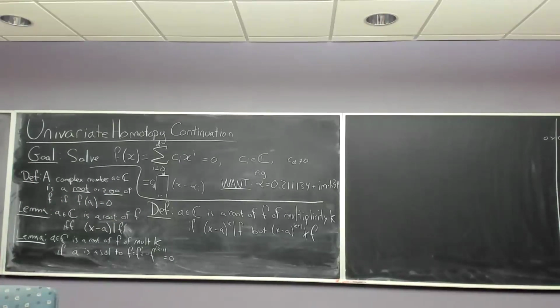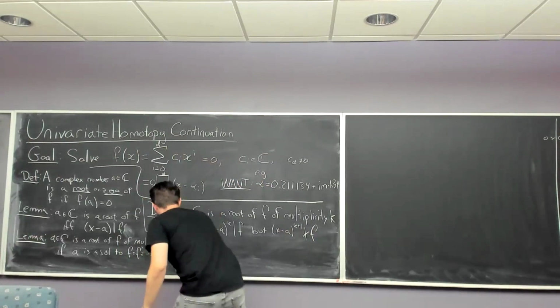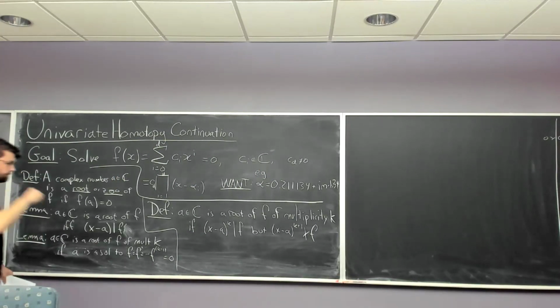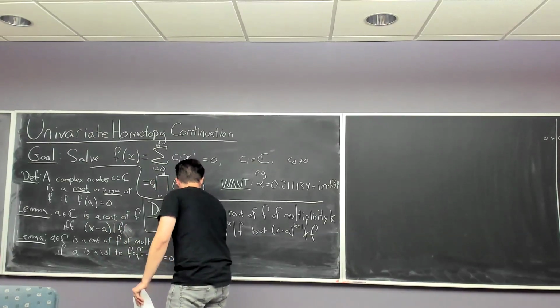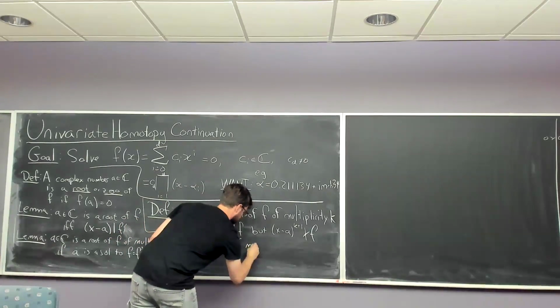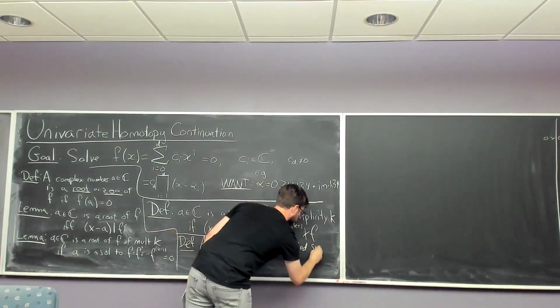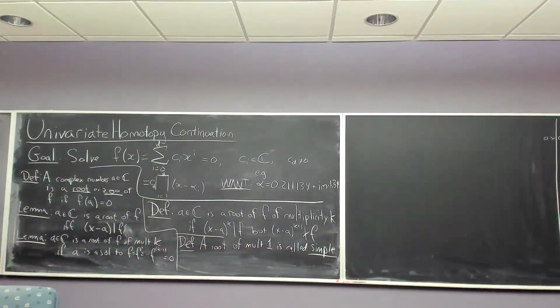You have a root of multiplicity k if you have a root of the first k minus 1 derivatives and the original polynomial. A root of multiplicity 1 is called a simple root. Otherwise, it's called a multiple root.